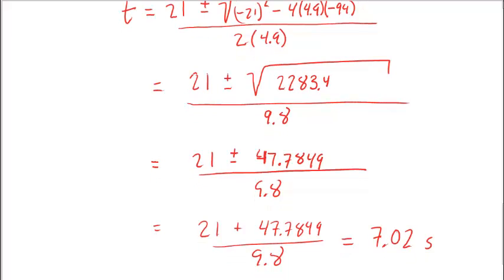and if we work it out, then the total time from the time she let go of the phone up in the air, goes up, comes all the way down past her, all the way to the bottom of the cliff, all that takes 7.02 seconds.